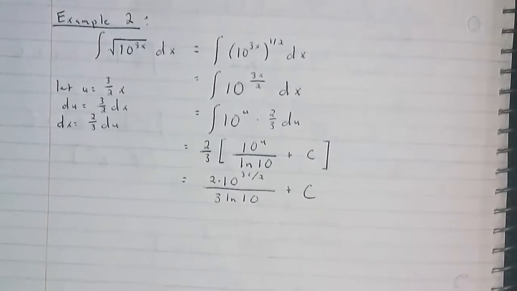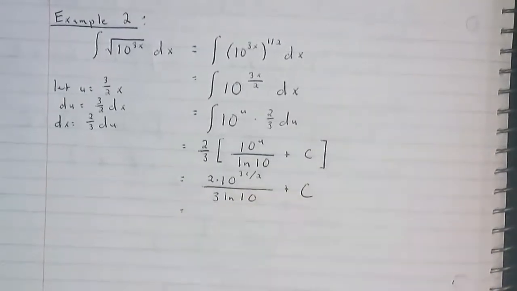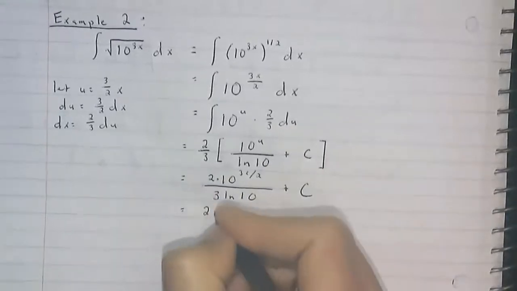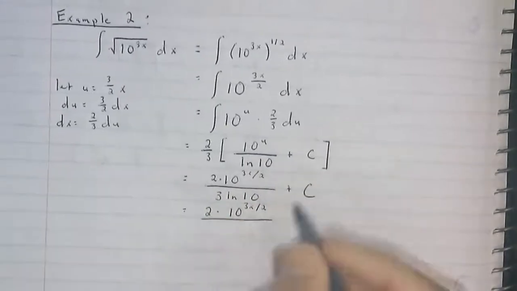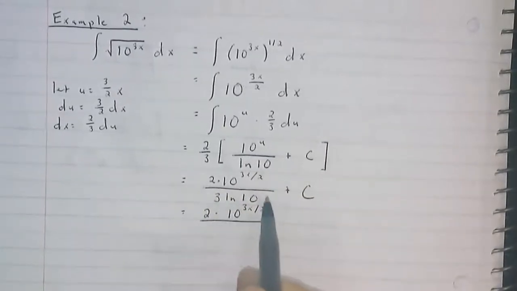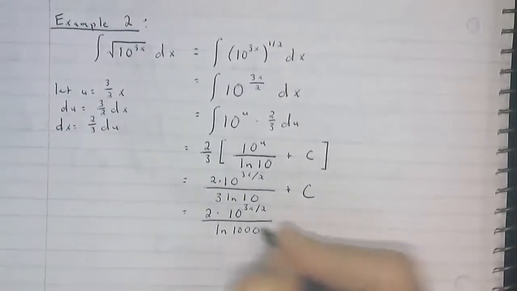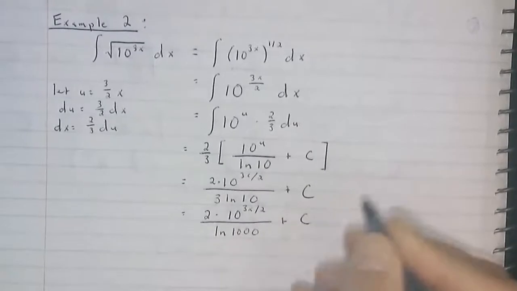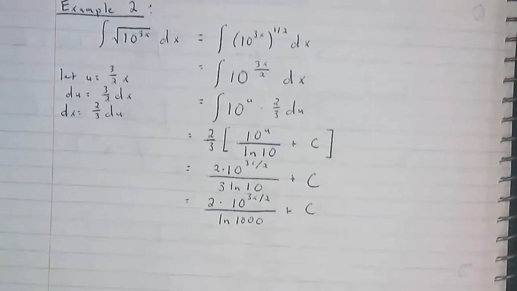Yes, you could do that. So Mario asked if we could write the denominator as the ln of 1,000 by using the power rule. Yeah, you could do that. If you wanted to, you go 2 times 10 raised to the 3x over 2. This 3 could then be an exponent inside here and turn this into ln of 1,000. That could be a nice way to clean that up. Okay, so that's that.